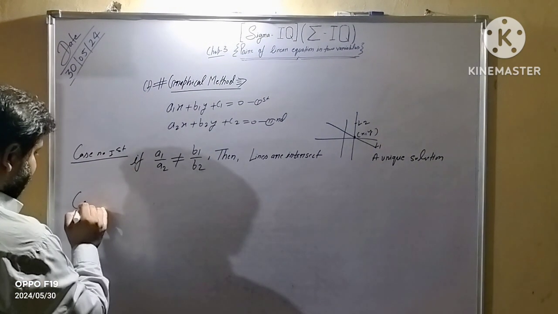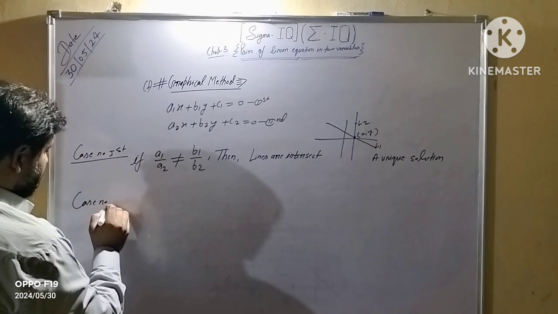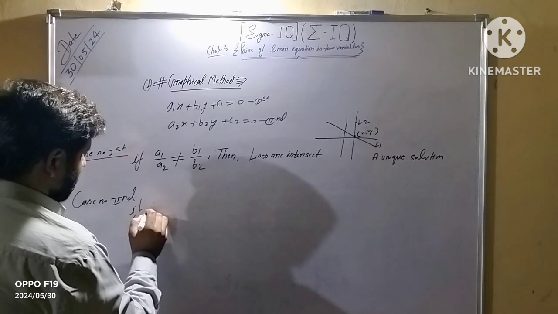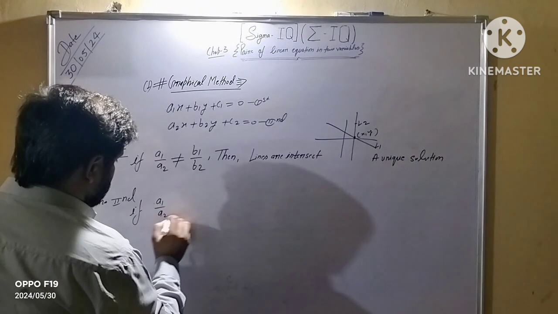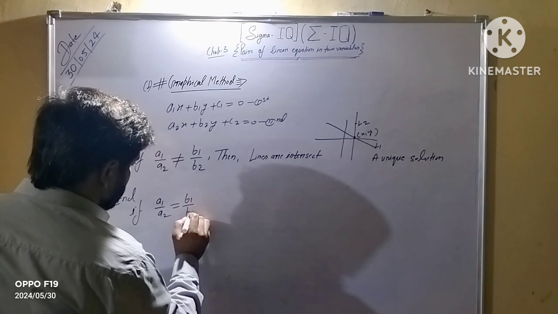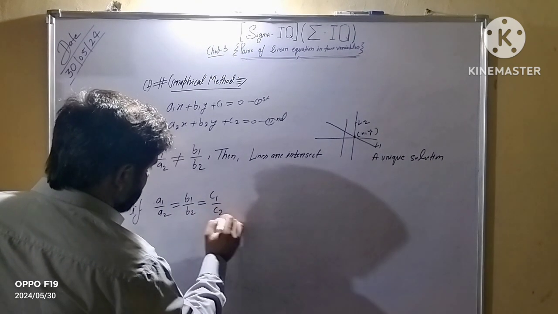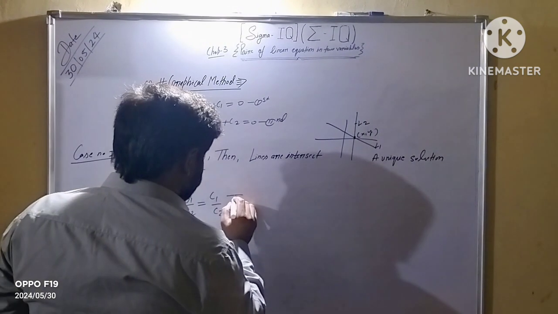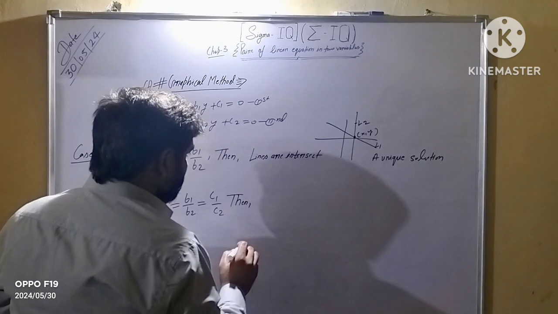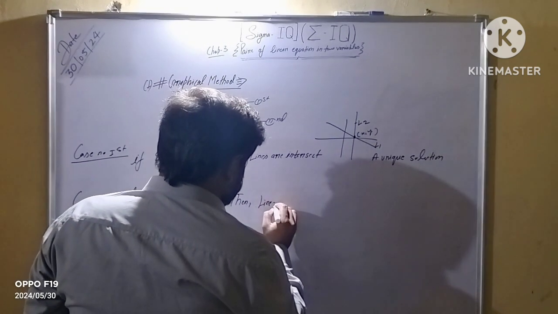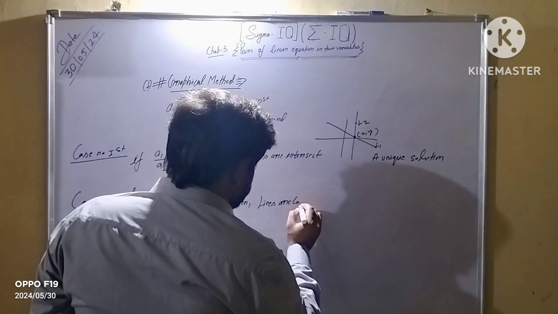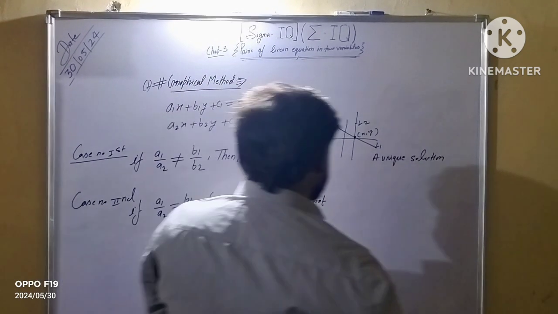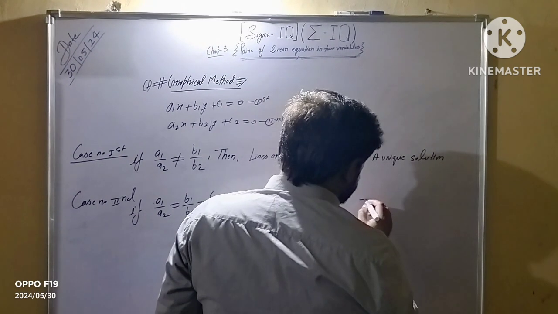Case number second. If a1 upon a2 equal to b1 upon b2 equal to c1 upon c2, ratio of constant term, then lines are coincident. In this case, many solutions, infinite solutions.